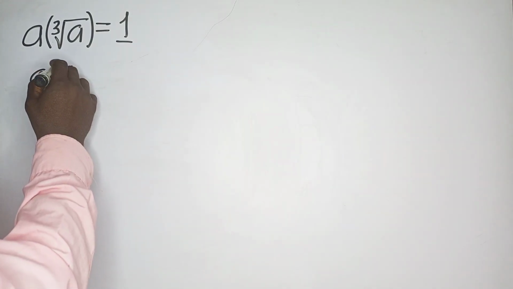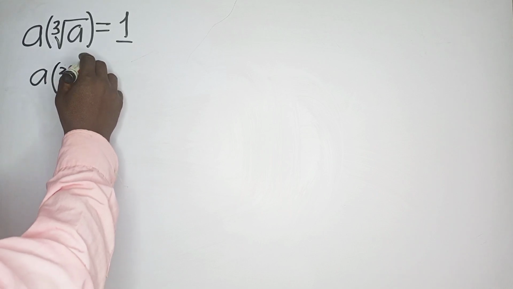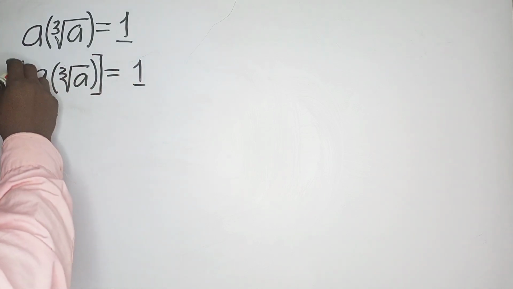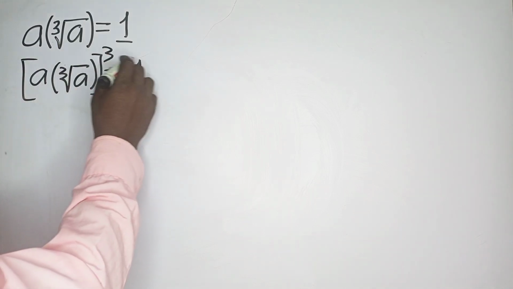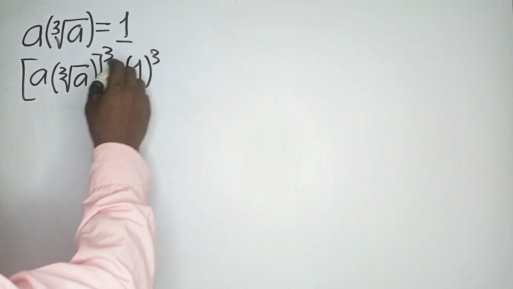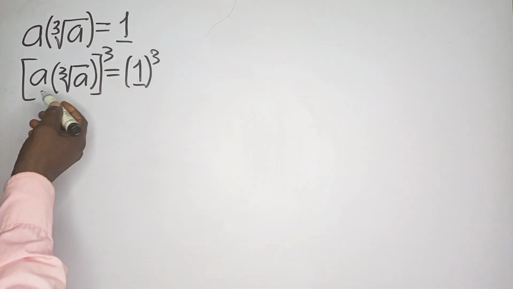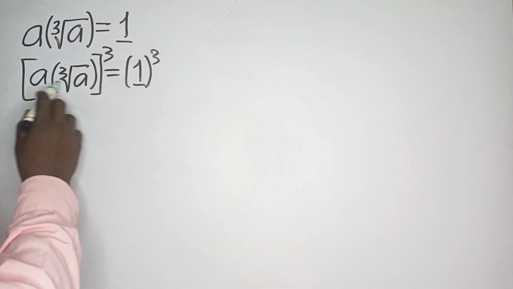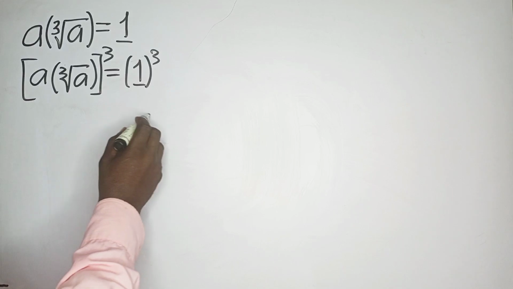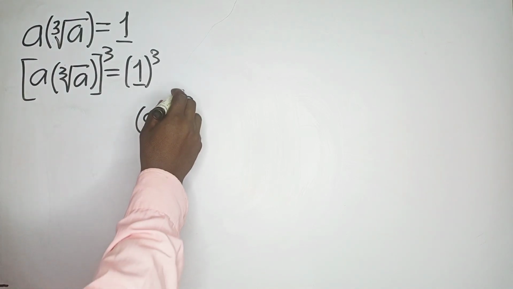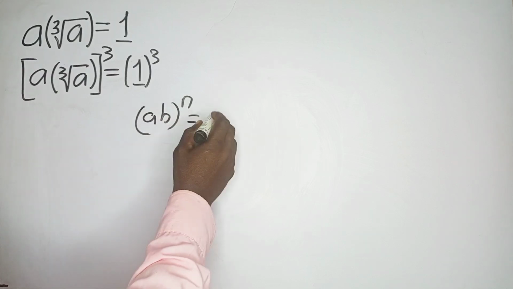Let's write the expression again. A times the cube root of a is equal to 1. We take the cube root of both sides. We cube both sides, or raise both sides to the power 3. Now pay attention. Here we have a product raised to this power. We apply this law of indices, which says if I have a product raised to a power, the power will distribute itself.